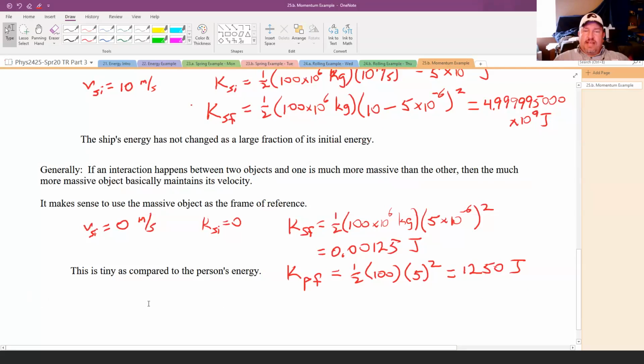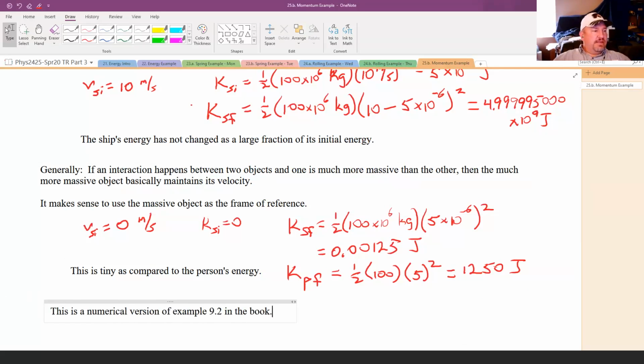So that's the little example that I wanted to go through. It's related to Example 9.2 in the textbook, except that I made it much more concrete by having specific values for the person and for the ship. So that is my example, and hopefully that helps you understand momentum a little bit better.